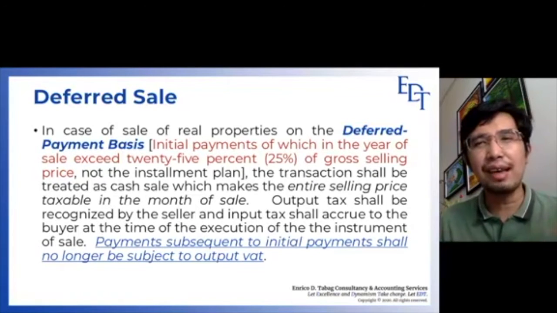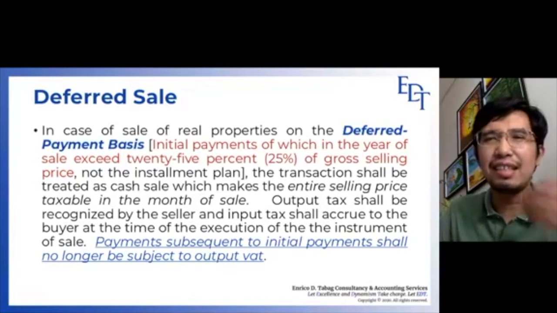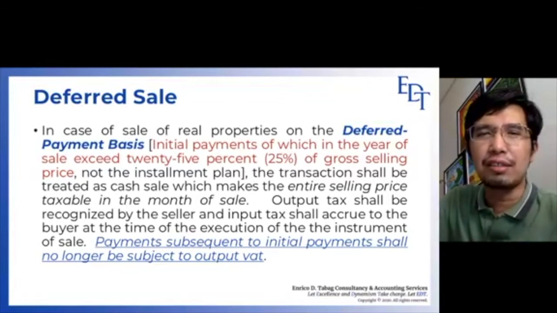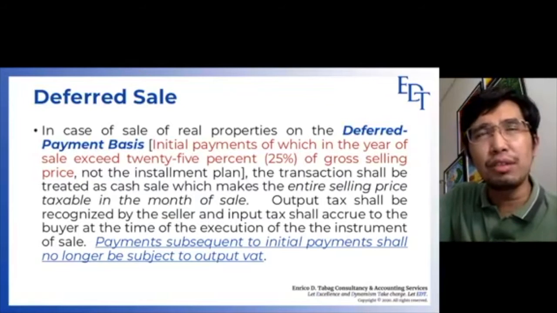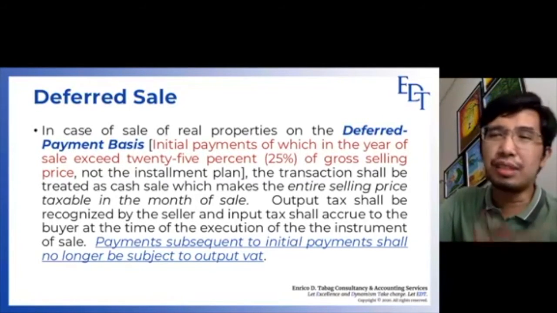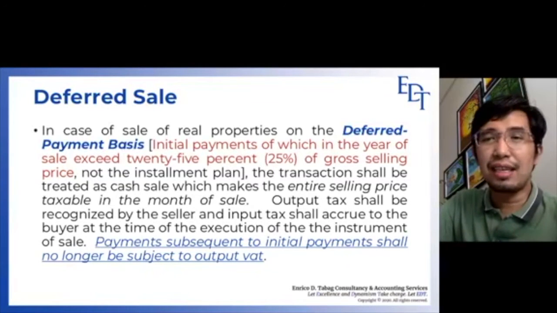We report the entire output VAT in the year or in the month of sale. So, you must know kung ano ang laman ng initial payment. Okay? And obviously, divide that with the selling price.